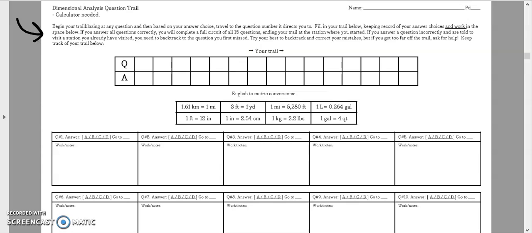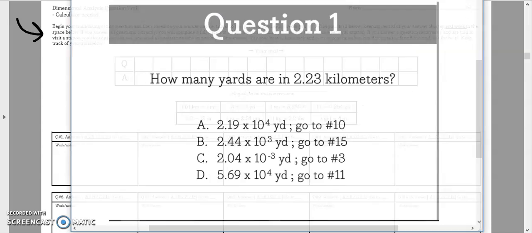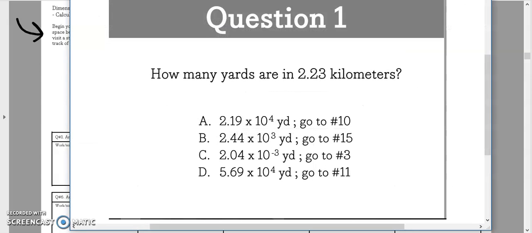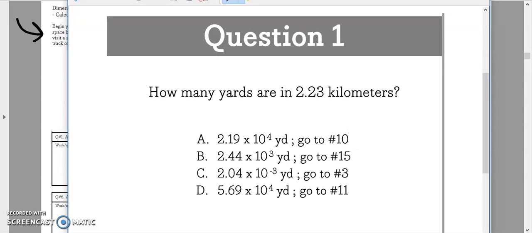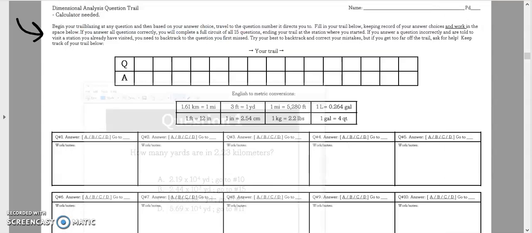The questions have different answer options. If you see this question here, it has four different answer options, and depending on your option, it tells you which number to go to next. Make sure you follow that, as that's going to help you progress through your trail.